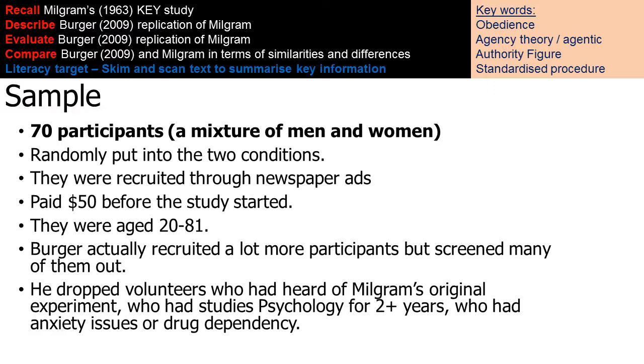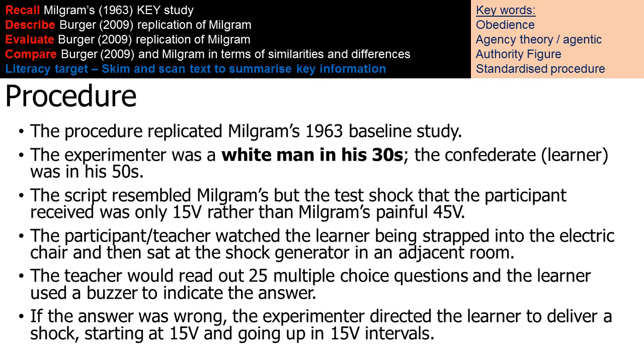All of Berger's participants were aged 20 to 81, and Berger actually recruited a lot more participants than he used, but what he did was he screened the participants first. Now, he did this to check that the participants hadn't heard of Milgram's study or research before, because obviously if they had, then they would behave differently. He made sure he didn't have anybody who'd studied psychology for more than 2 years, and he made sure he didn't have anybody with anxiety issues or drug dependency issues, because he argued that if they did, they'd get a little bit more distressed within the experiment.